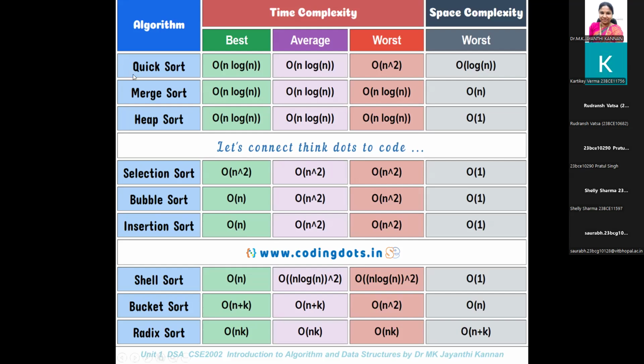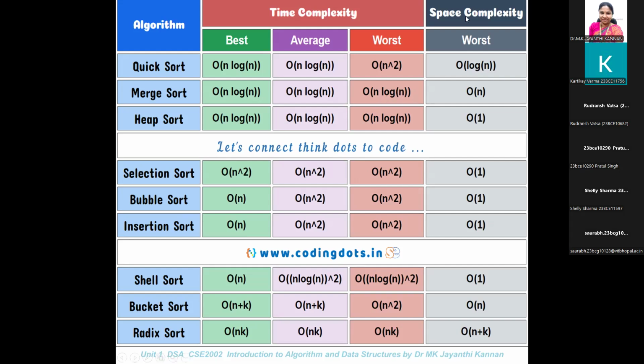Say for example, we have a number of sorting methods, no? Quick sort, merge sort, heap sort, which we will be studying in the remaining chapters. If you take quick sort, in the best case it takes n log n, and in the average case also n log n. In the worst case, it takes n to the power of 2. Merge sort is also n log n. Here, merge sort is somewhat okay.